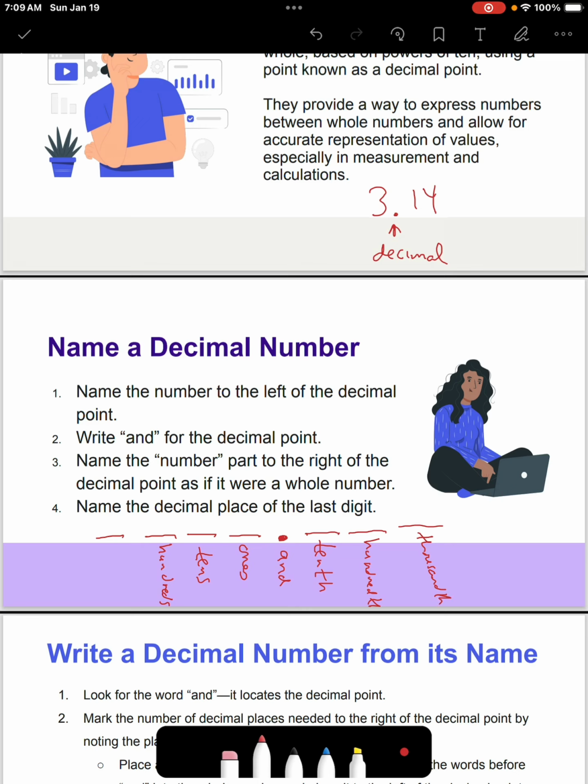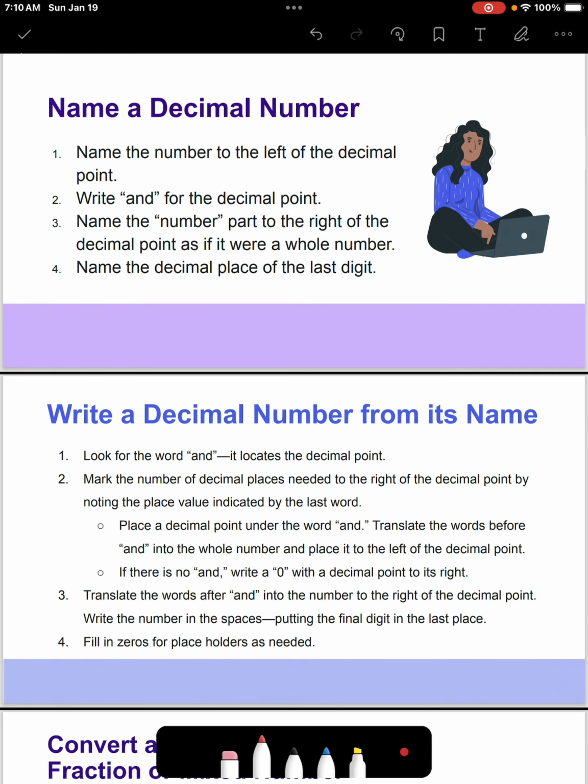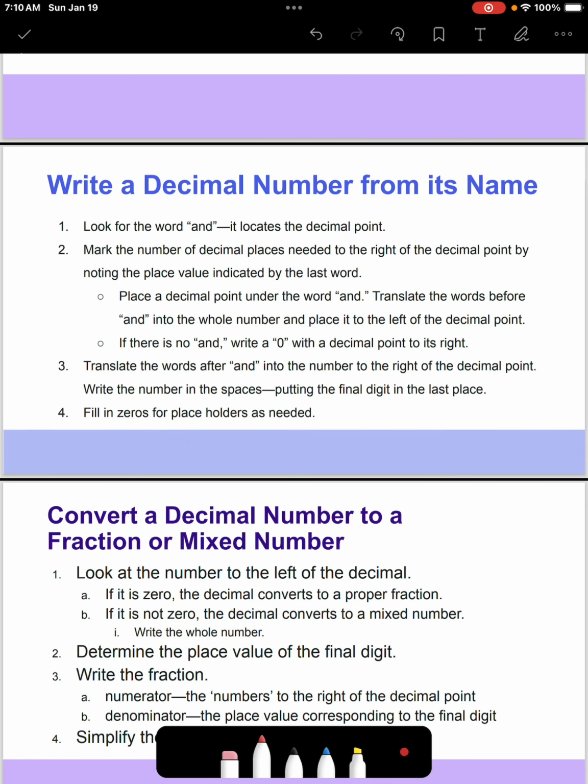So the way we would read 3.14 is 3 and 14 hundredths, because this is the second decimal place right here. 3 and 14 hundredths. So that's just kind of what we went through, how to write a decimal number from its name.